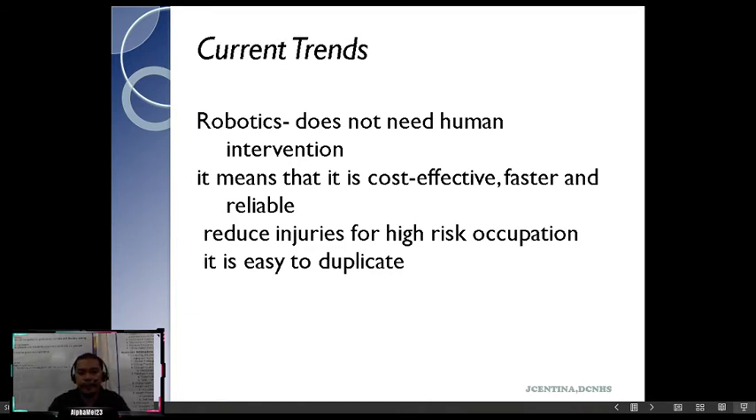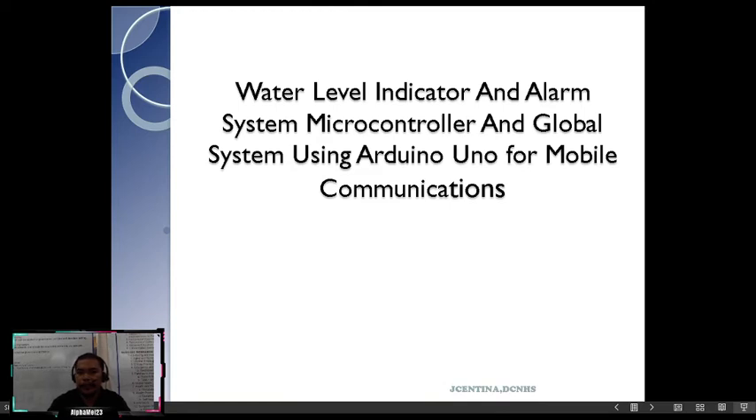Next: water level indicator and alarm system microcontroller and global system using Arduino Uno for mobile communications. Okay, so look at the title. What do you think this study is all about? So where can this be used?